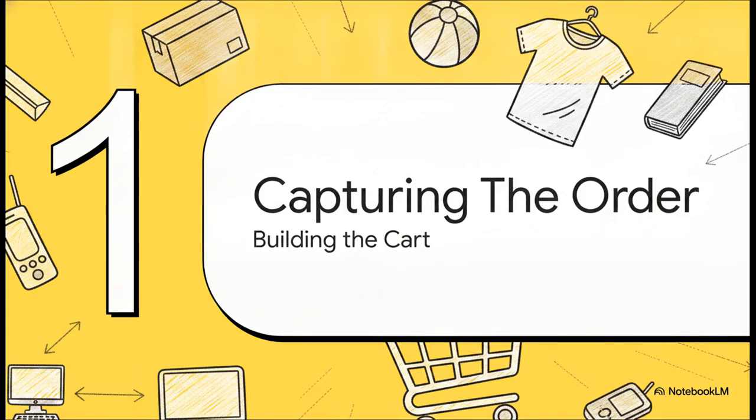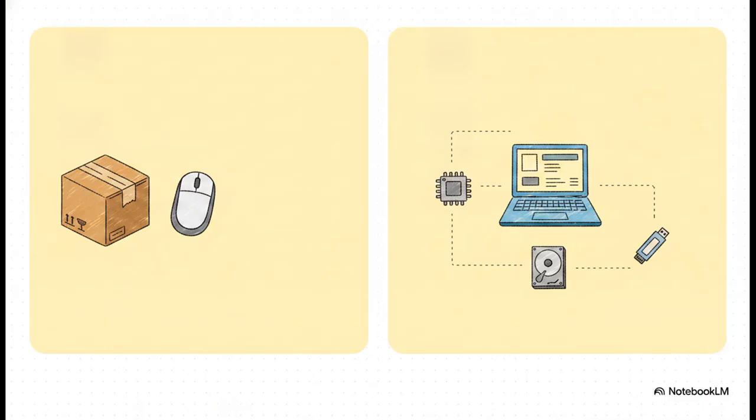All right, part one, capturing the order and building the cart. This is the bedrock of the entire process, where we define precisely what physical goods are actually going into that cart. Now, right off the bat, there's a massive fundamental difference between standard off-the-shelf items and configurable models. A standard item is pretty straightforward, right? Think of a basic prepackaged computer mouse. It is what it is, ready to ship, fixed attributes.